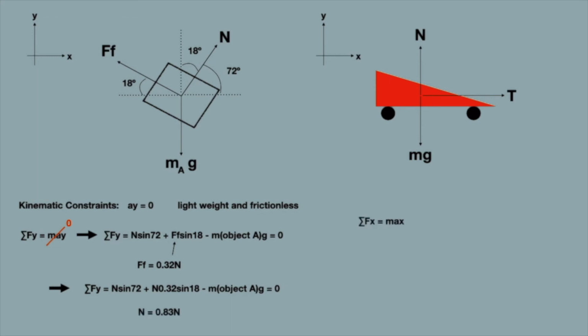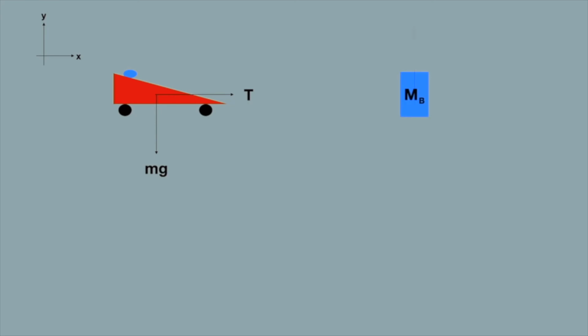We then take sum of forces in the x direction and we end up with the equation of normal force cos 72 minus force of friction cos 18 equating to the mass of object A times acceleration x. By rearranging the terms for a_x, then substituting and solving, we find the acceleration in the x direction to be 0.054 meters per second squared. Now that we have the acceleration, we can use this to find the mass of object B needed to produce this acceleration. To do this, we draw another two separate free body diagrams as shown.